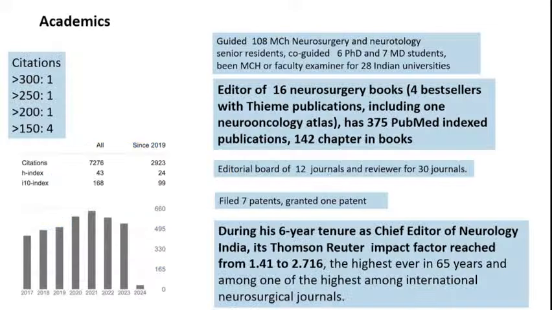He's a prolific academician, and he has published more than 370 PubMed indexed publications with 142 chapters in books. And his claim to fame is that he has 4 bestsellers with Thieme Publications, including one neuro-oncology atlas. He also served as the chief editor of Neurology India, a prestigious journal of the Neurological Society of India, and he improved its impact factor from 1.41 to 2.7, which is a feat unprecedented.